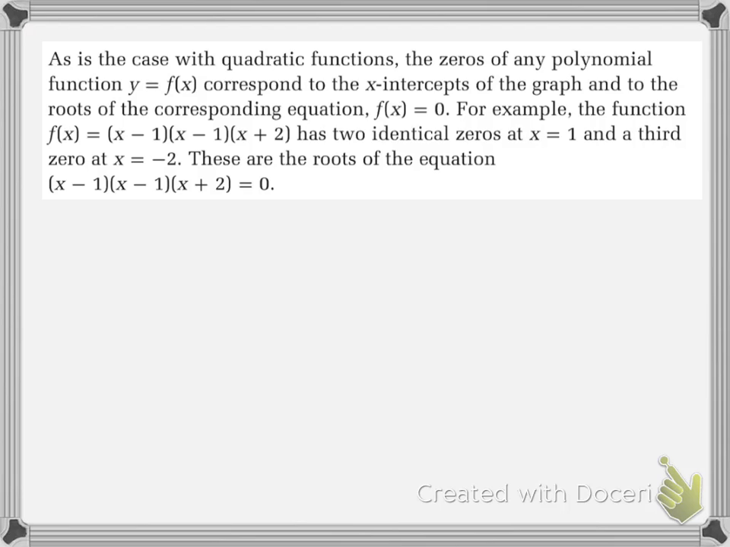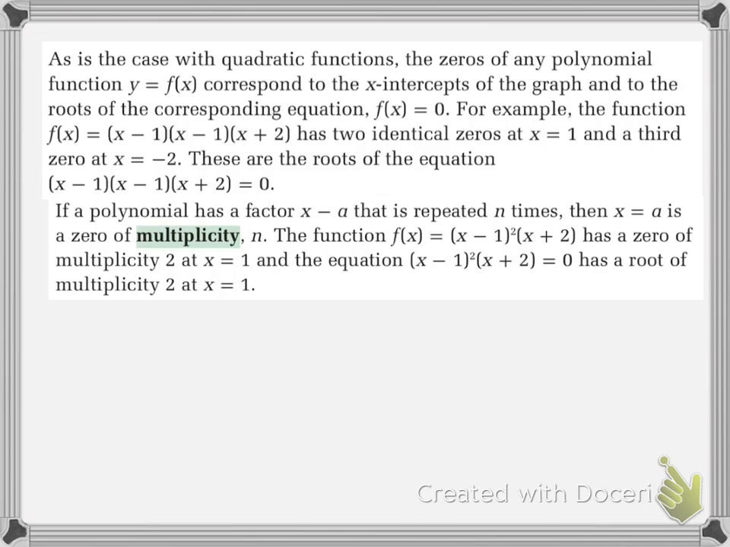First of all, as in the case of quadratic functions, the zeros of any polynomial function correspond to the x-intercepts of the graph and to the roots of the corresponding equation, setting f(x) equal to 0. For example, the function f(x) = (x − 1)(x − 1)(x + 2) has two identical zeros at x = 1 and a third zero at x = −2. Those are the roots of the equation (x − 1)(x − 1)(x + 2) = 0.